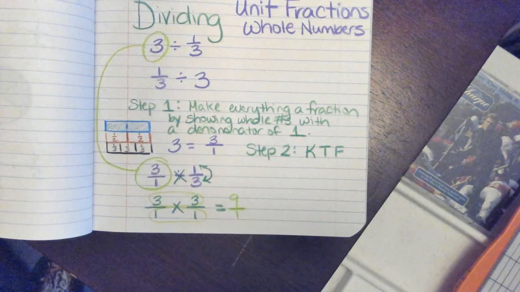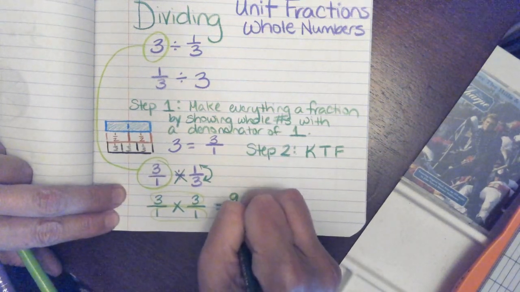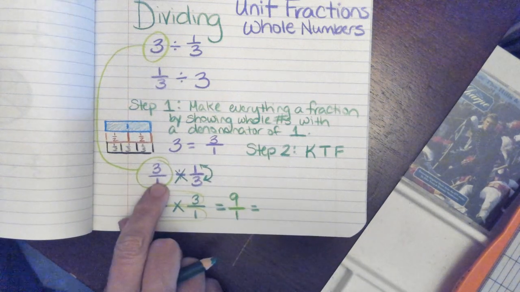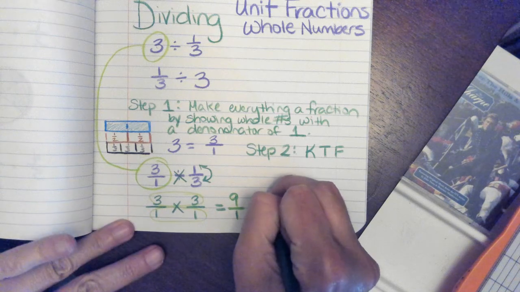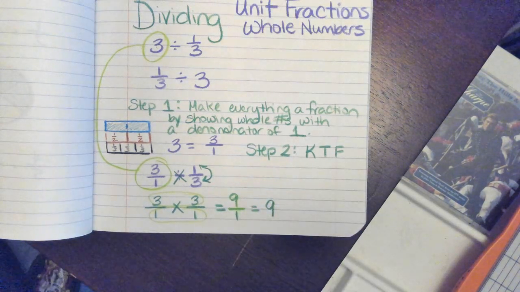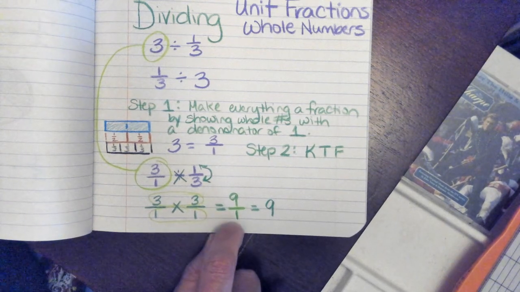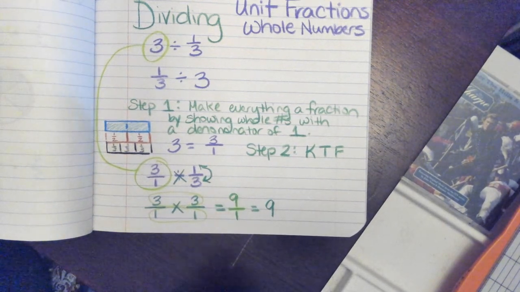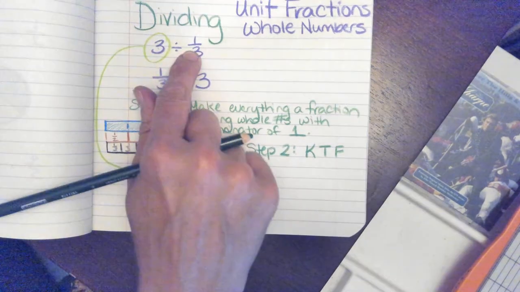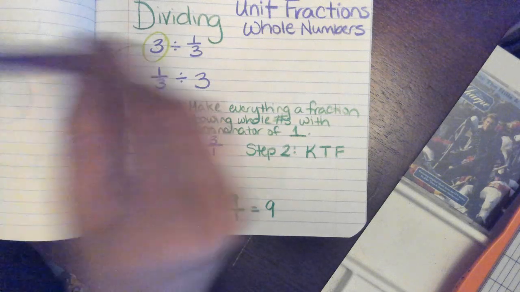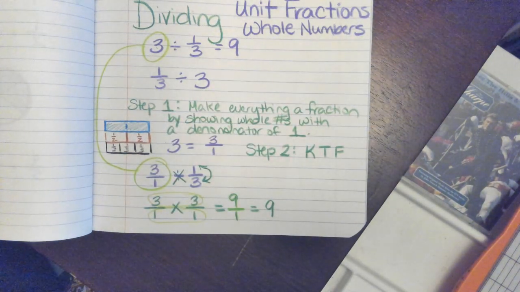Funnily enough, I have a fraction that is 9 over 1. Just like 3 over 1 was the same as 3, 9 over 1 is the same as 9, and I have to turn this into 9. The computer is not going to accept 9 over 1 as an answer. So 3 divided by 1/3 equals 9. I know, crazy, right?